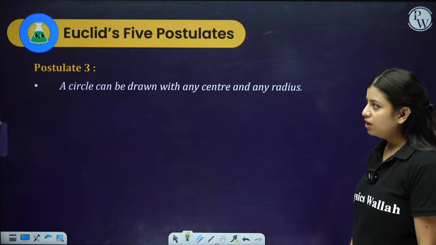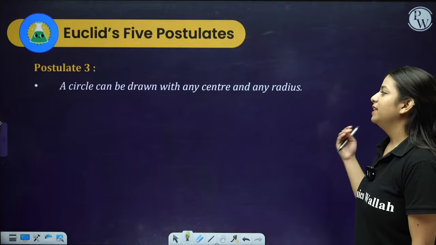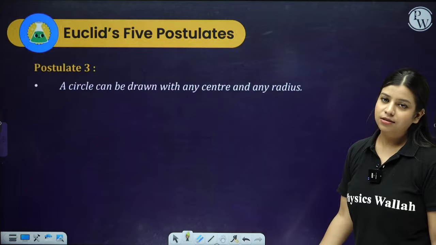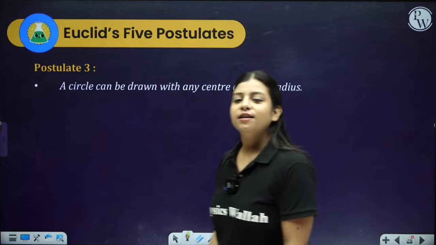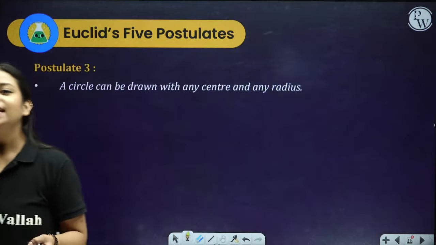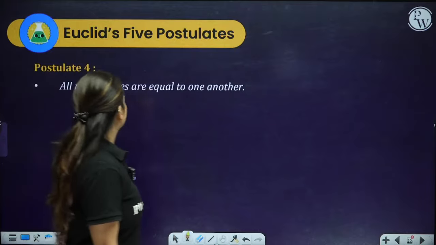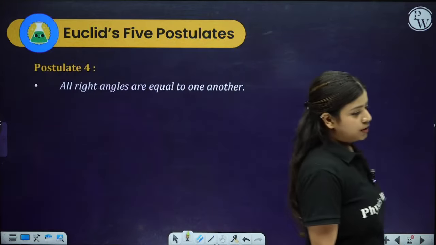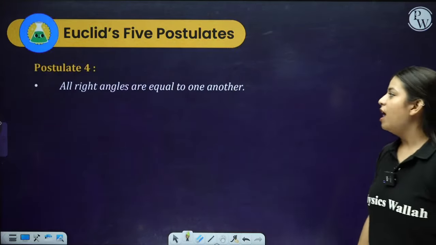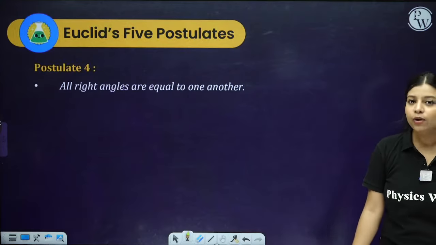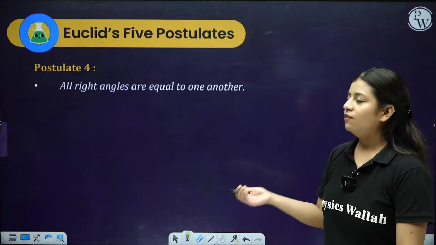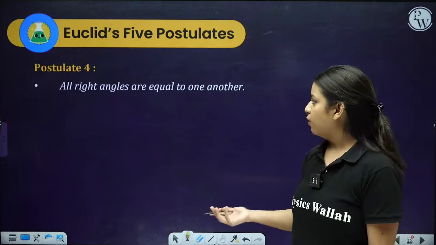Next, postulate 3. A circle can be drawn with any center and any radius. Of course, we can draw a circle with any center and with any radius. Next, all right angles are equal to one another. So, all right angles are what? Equivalent to one another if they have the same base and the same height, of course.